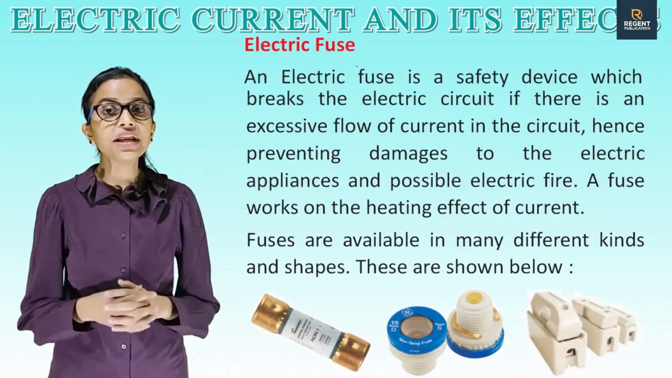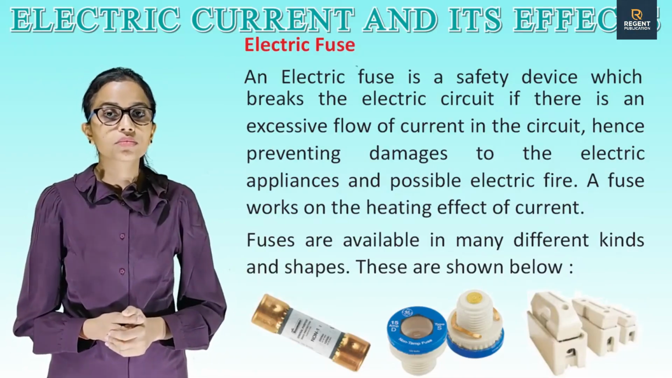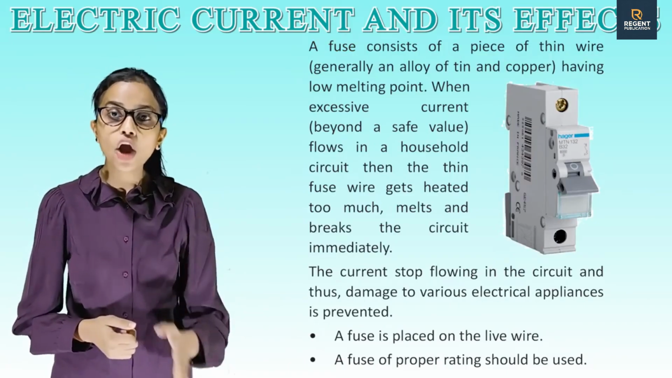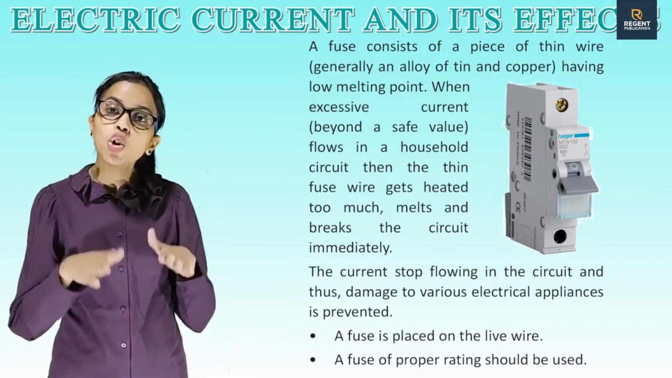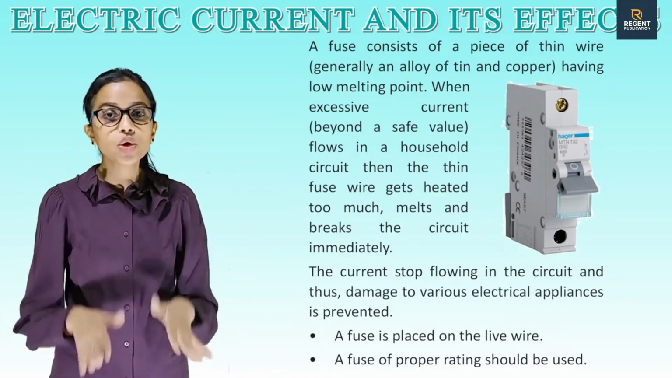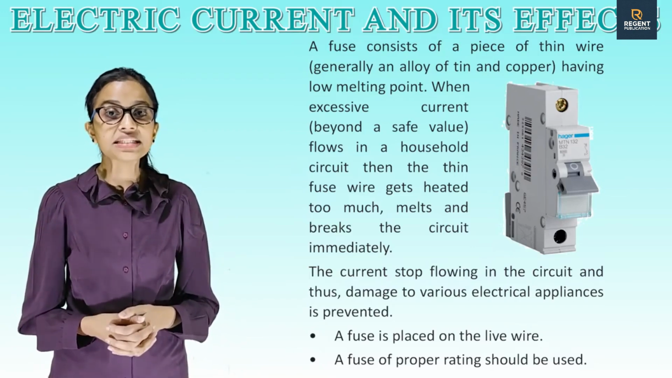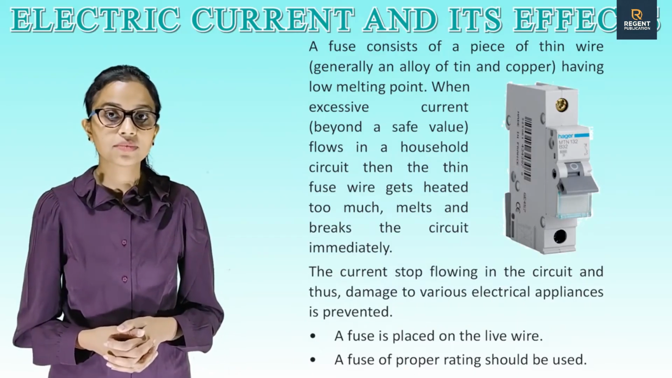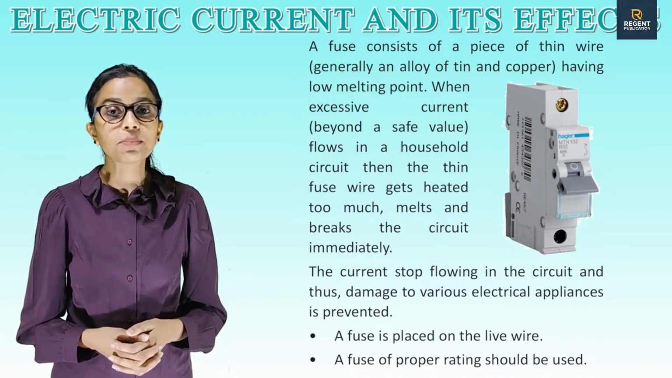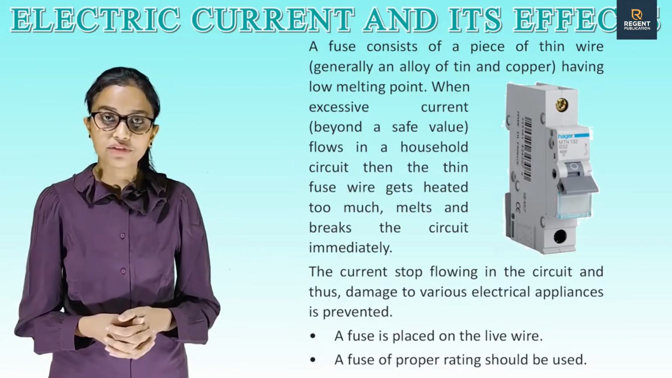Fuses are available in many different kinds and shapes. These are shown below. A fuse consists of a piece of thin wire, generally an alloy of tin and copper, having low melting point. When excessive current beyond a safe value flows in a household circuit, then the thin fuse wire gets heated too much, melts and breaks the circuit immediately. The current stops flowing in the circuit and thus damage to various electrical appliances is prevented. A fuse is placed on the live wire.